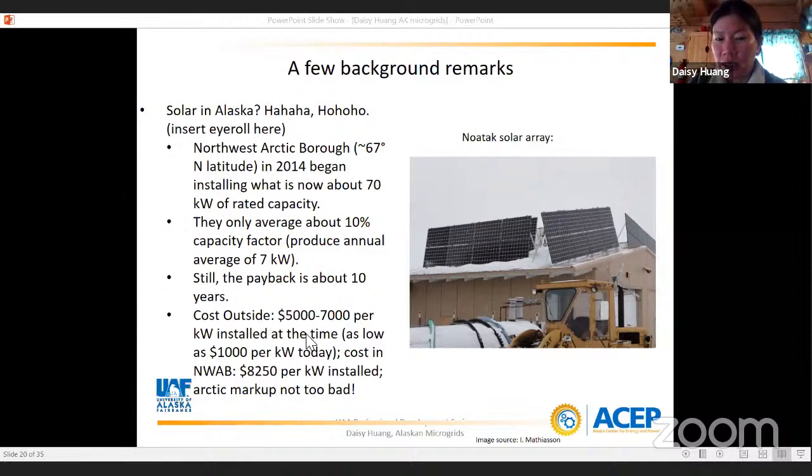So yeah, speaking of cost dropping, now the cost outside to install a solar panel is between $1 and $2 per installed watt. And at the time, it was $5 to $7 per installed watt. And this is only 2014. So in 6 years, costs have come down fivefold. At the time, it was $5,000 to $7,000 per installed kilowatt. The cost in the Northwest Arctic borough averaged $82.50 per installed kilowatt. So think about a gallon of milk in the Northwest Arctic borough, it's like $20. That's like 6x the cost outside. And here it's not even 1.5 times the cost outside. So that was really impressive.